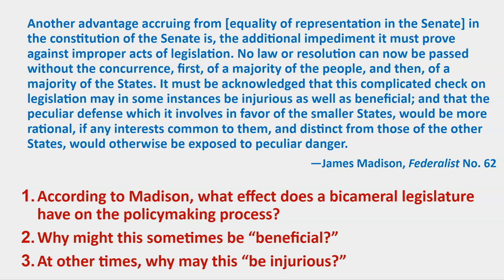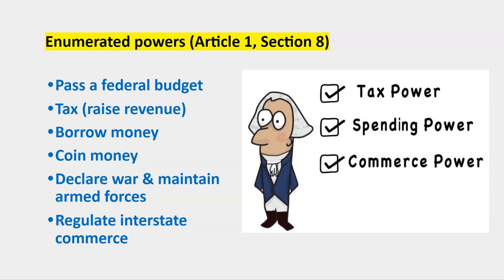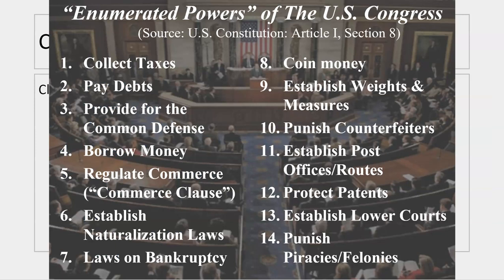So some enumerated powers, and we'll look at these in detail. Article 1, Section 8 addresses the powers that are enumerated or given or expressed to Congress in terms of what they can do. Some important aspects are tax power, spending power, and commerce. These are things like passing a budget, raising taxes, borrowing money, coining that money, declaring war, and regulating commerce, which we saw through Gibbons v. Ogden. So some enumerated powers that we see here of Congress are the idea of collecting taxes, providing for the common defense, establishing post offices, regulating commerce under the Commerce Clause, naturalization laws and bankruptcy as well, coining money, and establishing the lower courts.